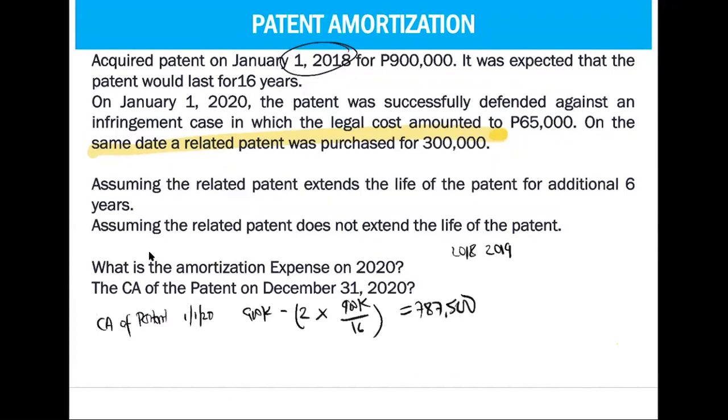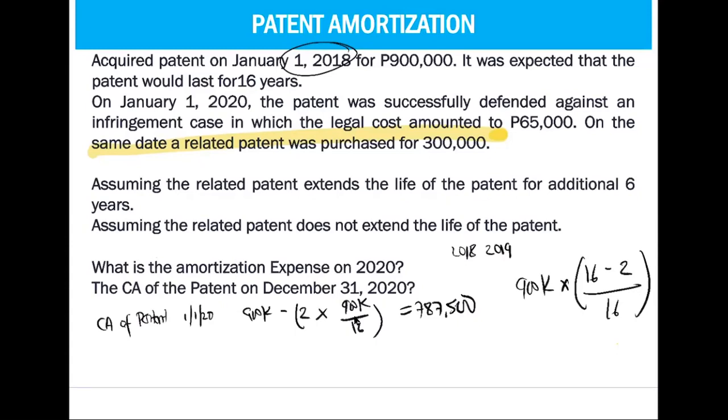We have 787,500. Okay. Sir, how did you get 14 over 16? Diba, we have 900,000. What is the actual life? 16, right? How many years had been used? 2 years. What is the total life? 16. That's why it's 900,000 times 14 over 16. Okay? So that is one shortcut in computing your carrying amount.